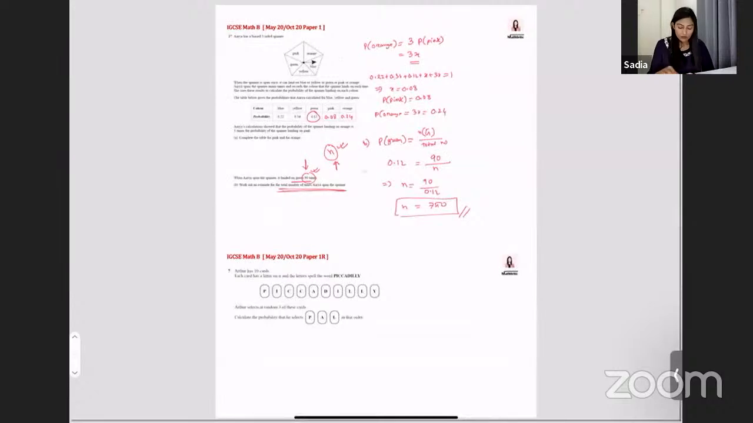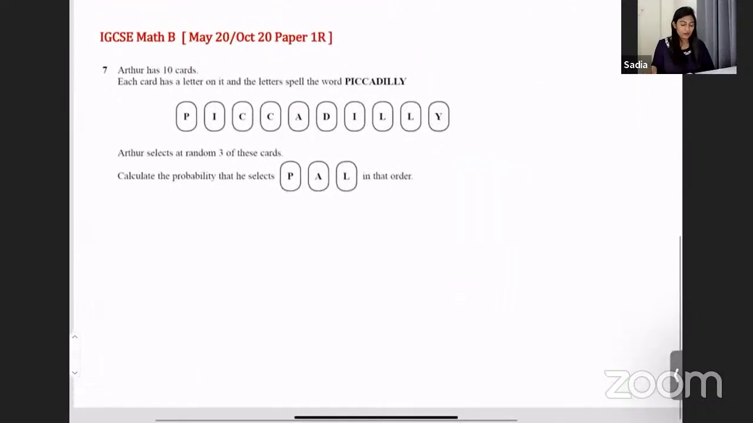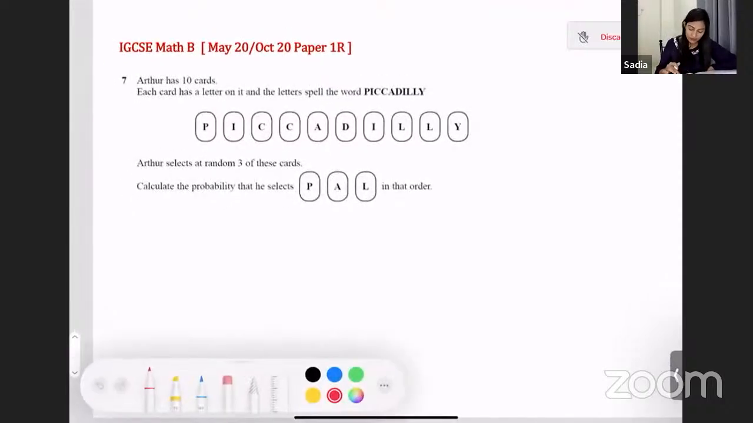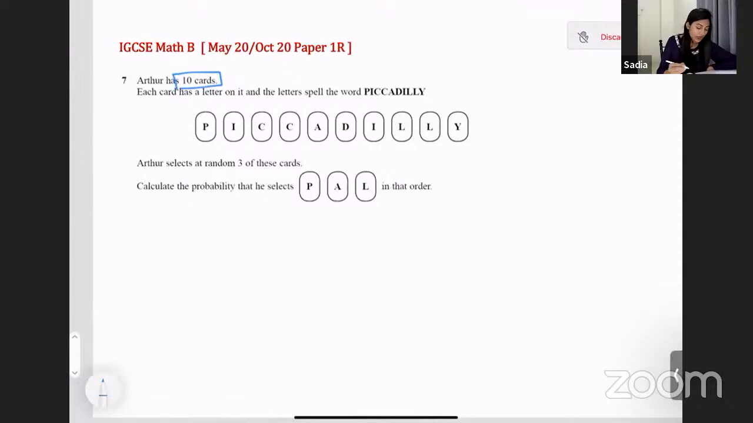Okay, so we're almost done. This is the last probability problem from these recent sessions. This is number 7. We have 10 different cards, and on these cards we use the letters from the word Piccadilly, one letter on each card. Then you select 3 of them. What is the probability that you will get P on the first card, A on the second, and L on the third, in that order?